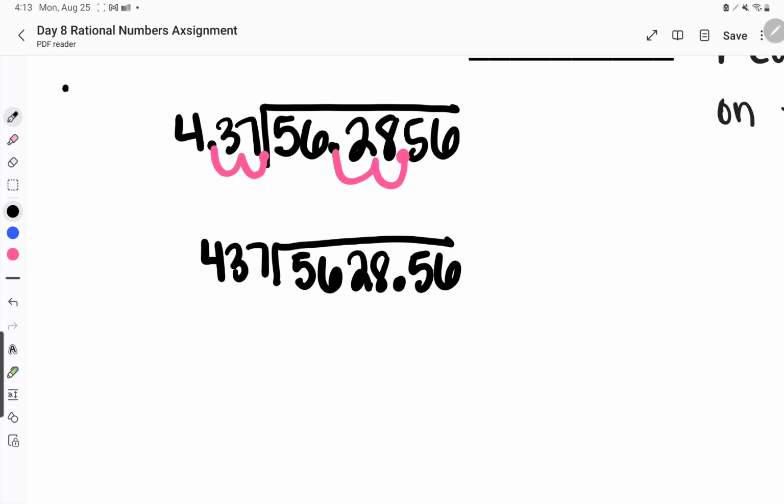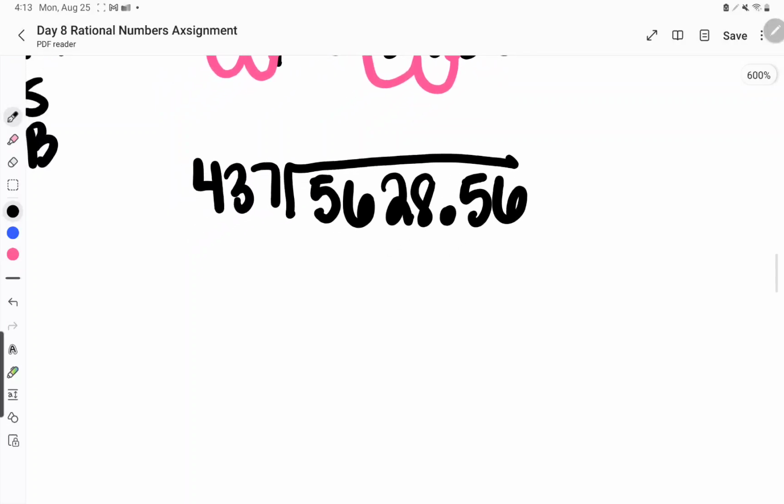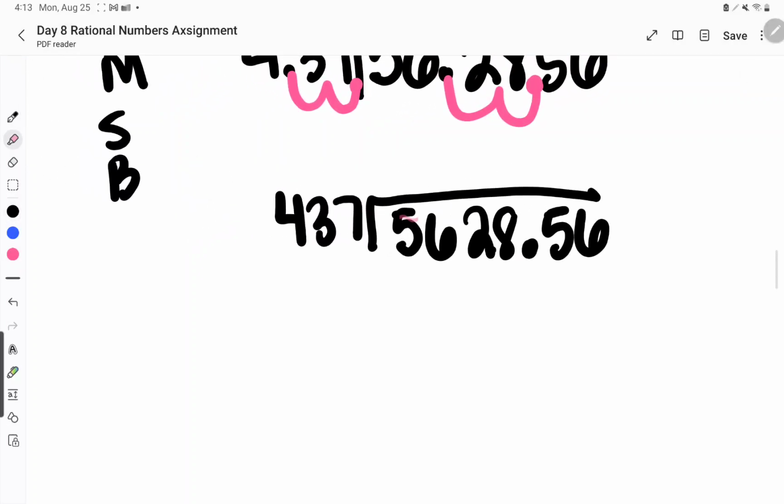So remember, we do: Does McDonald's sell burgers? Divide, multiply, subtract, bring down. So the first thing we have to do is look at 437. Does 437 go into 5? No, it's too big. Does it go into 56? No, it's too big. So we're going to put an X and an X above that.